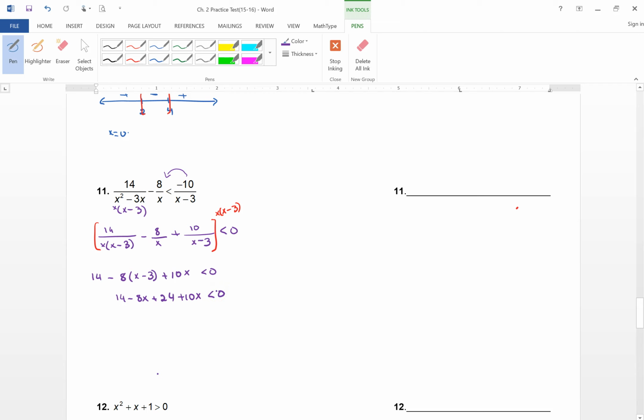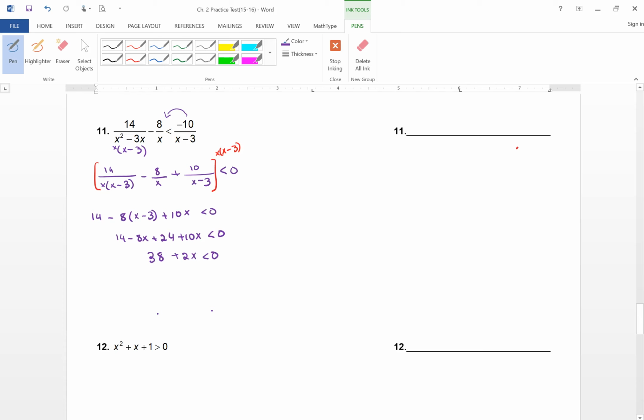So here I have 14 plus 24 is positive 38. Plus 2x is less than 0. Right? Where I'm combining like terms. So 14 plus 24 is 38. Negative 8x plus 10x is 2x. So when you solve that, what value do you get for your x? Negative 19, right?